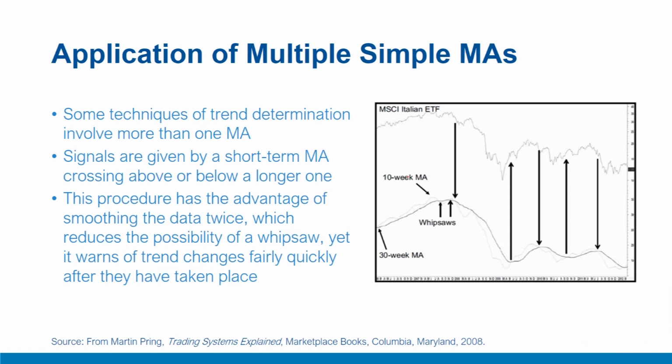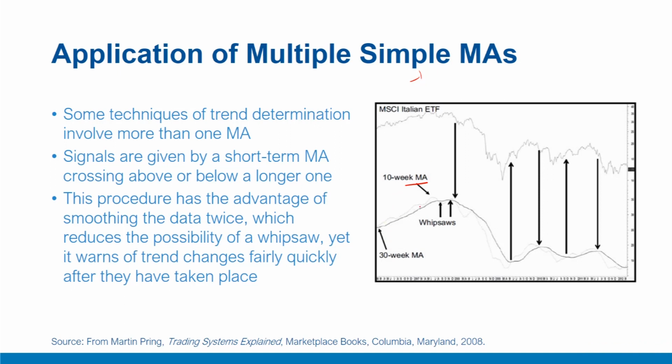Many such techniques involve trend determination with more than one moving average. Signals are given by a shorter term MA crossing above or below a longer one. This procedure has the advantage of smoothing the data twice. For example, as you can see here, there is one 10-week MA and one 30-week MA. This reduces the possibility of whipsaw, and it warns of trend changes fairly quickly after they have taken place.